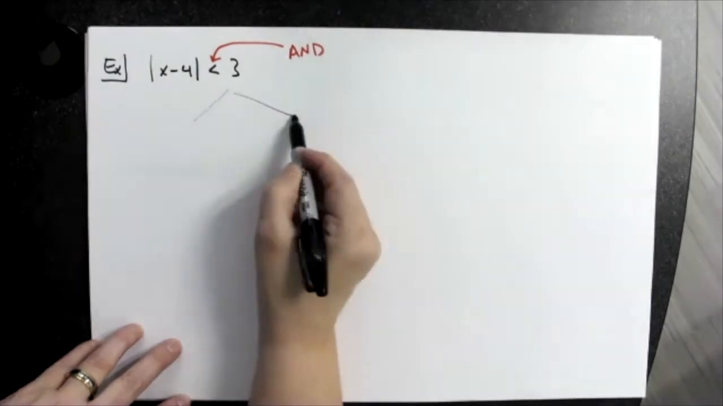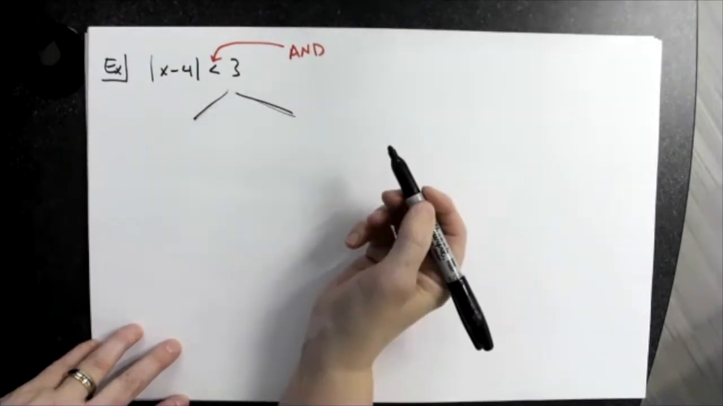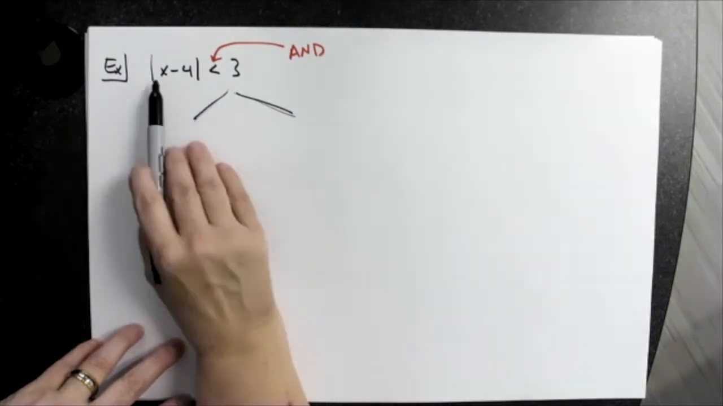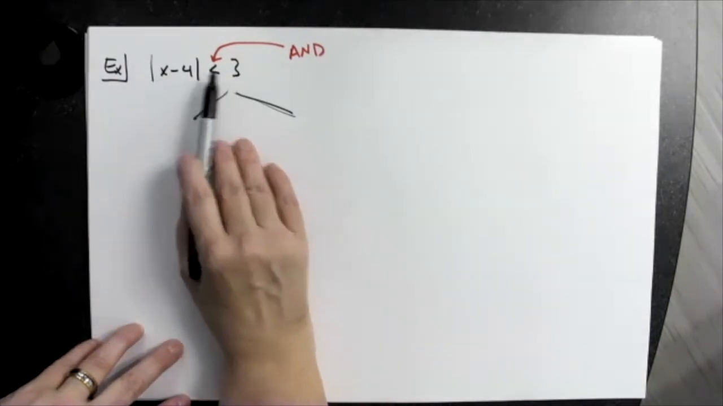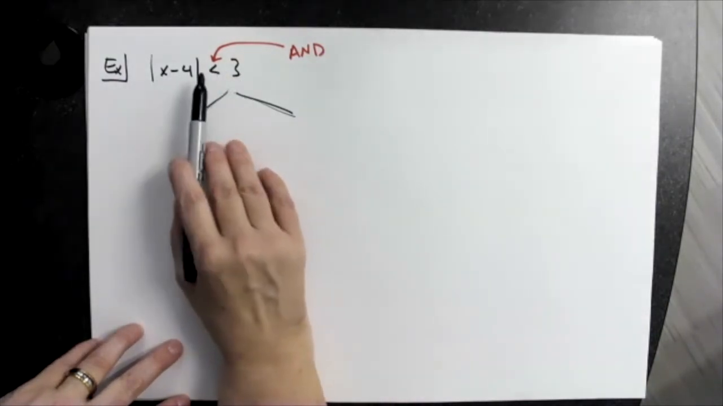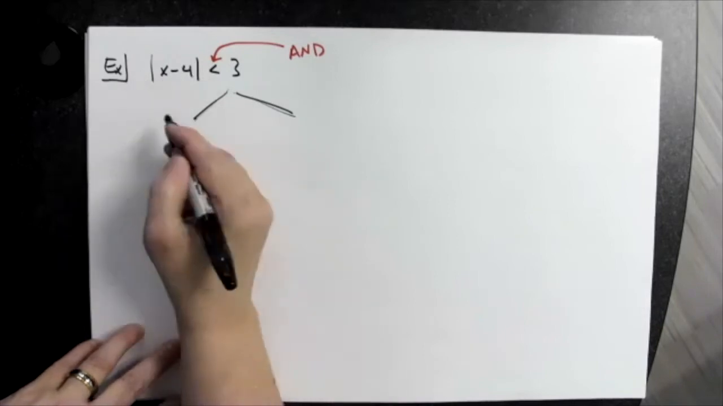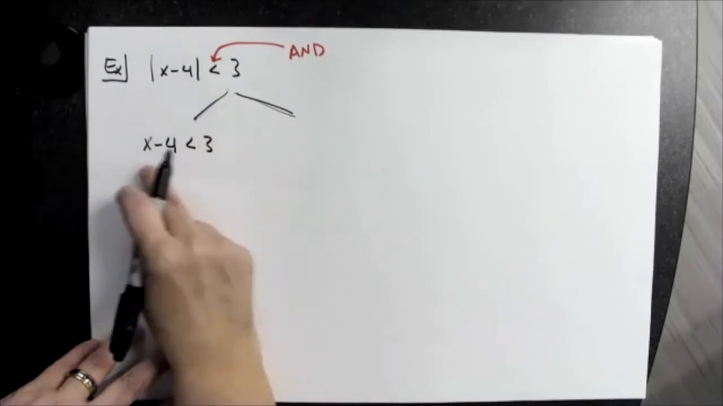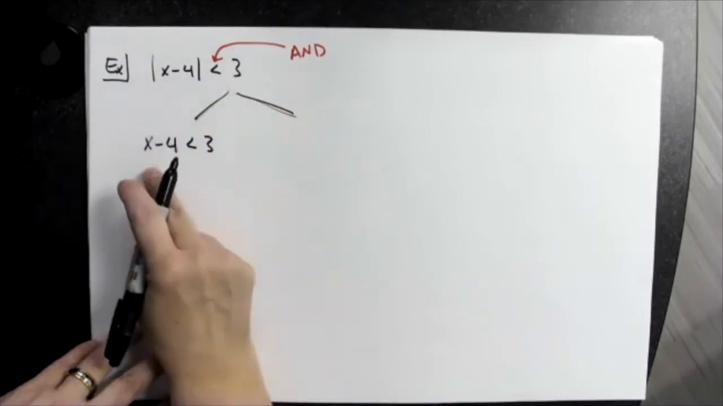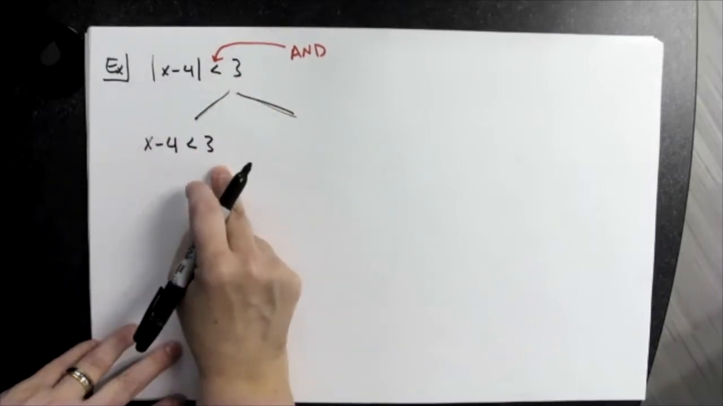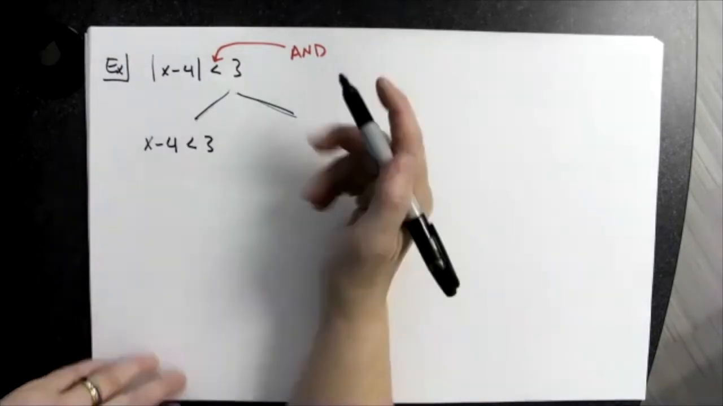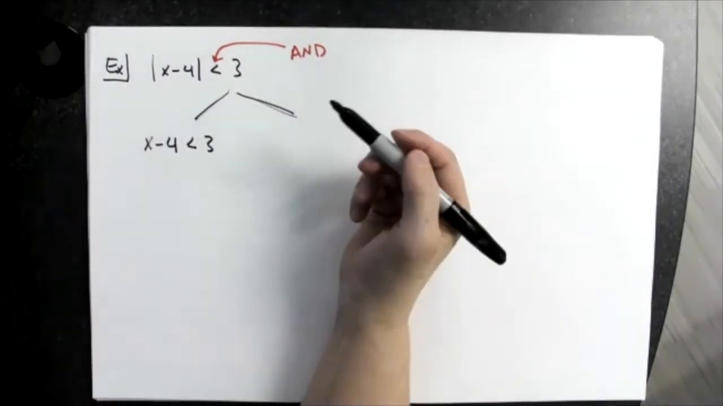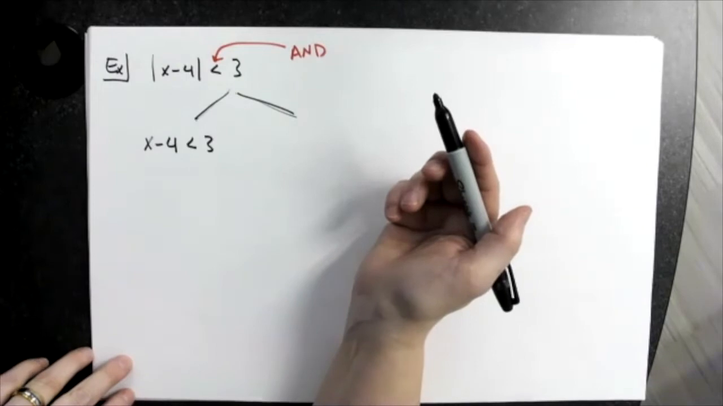So I'm going to break this up into my 2 inequalities. The first time I write this, I'm going to keep everything the same, except I'm going to drop those bars. So I'm going to go x minus 4 is less than 3. I did not change anything. All I did was drop the bars. Now I do know it's an and. I could write the word and in there. You don't have to, it'll just clutter it up.